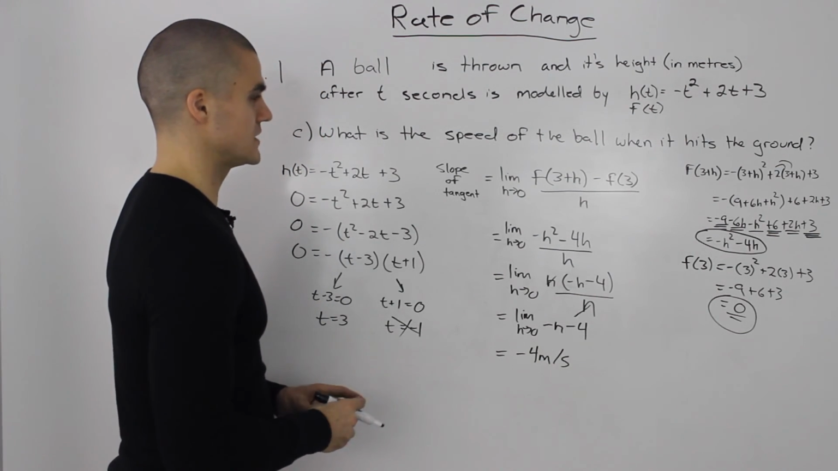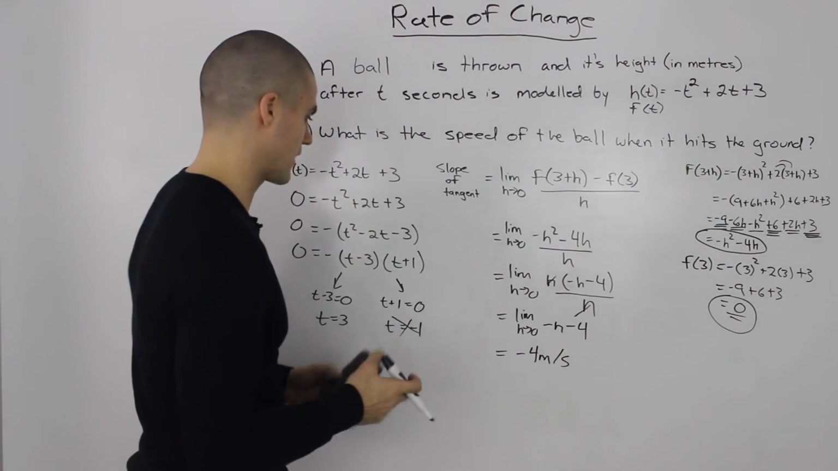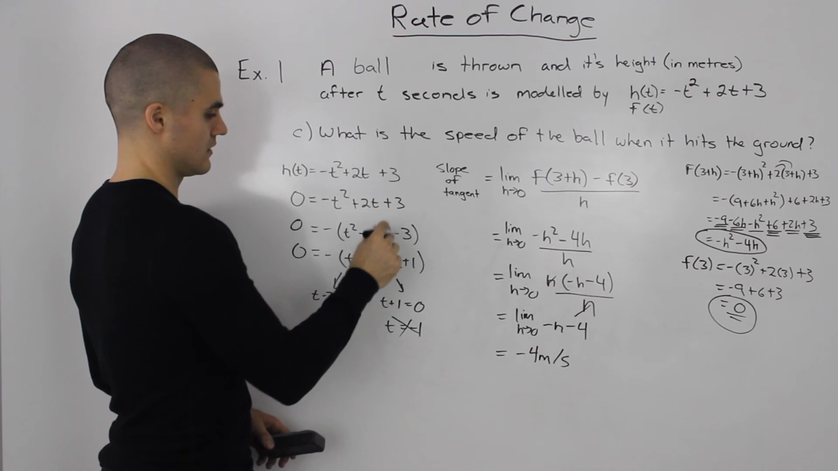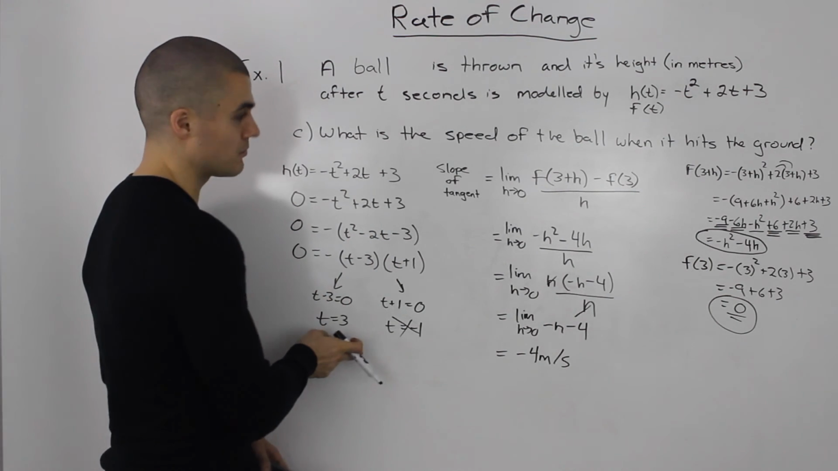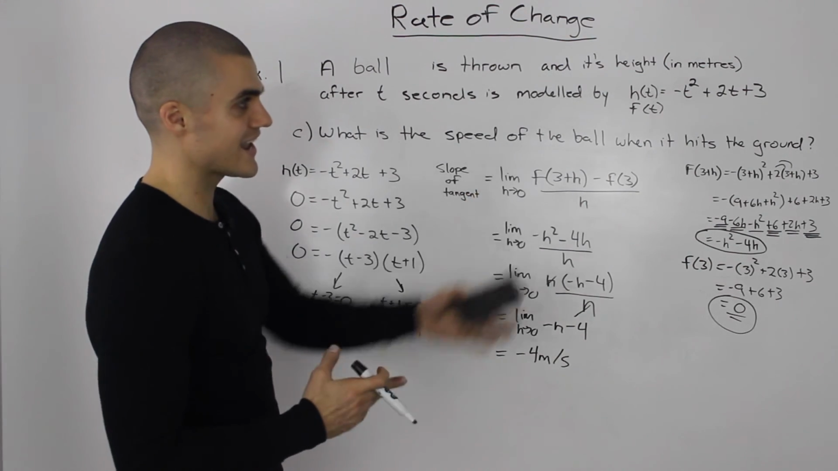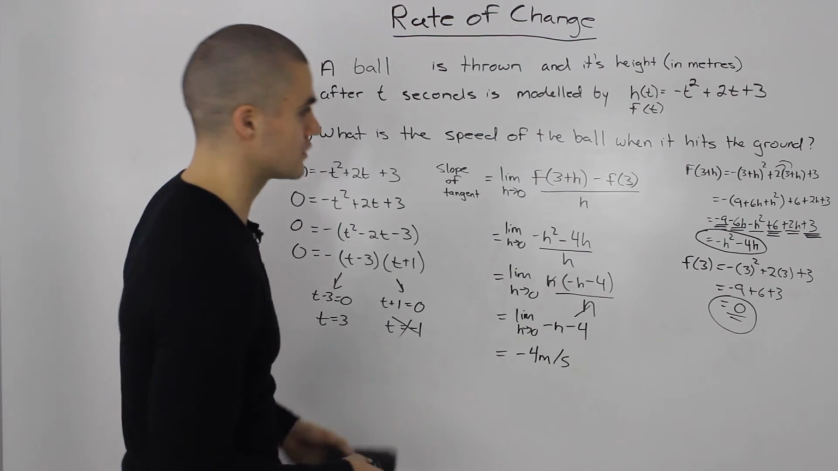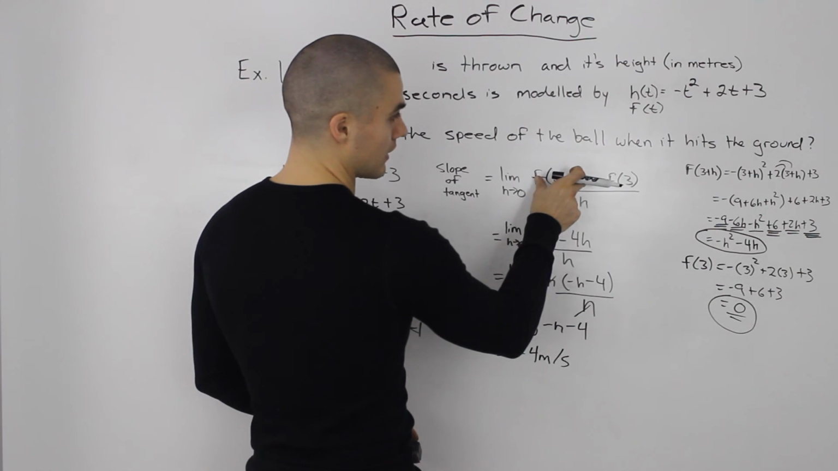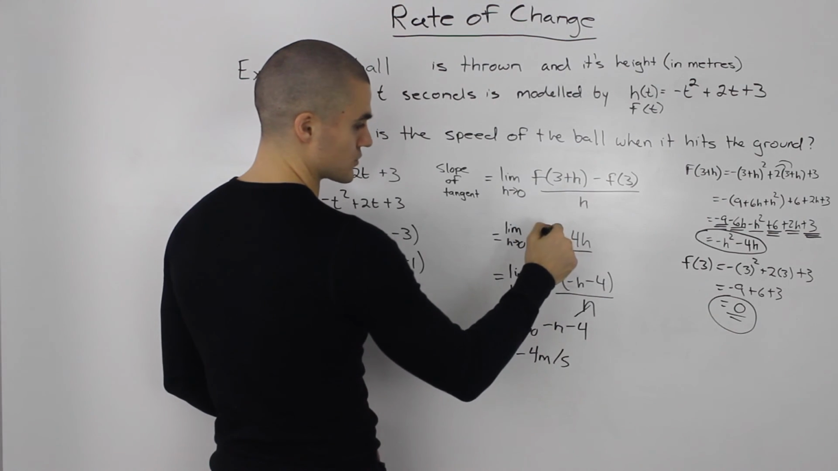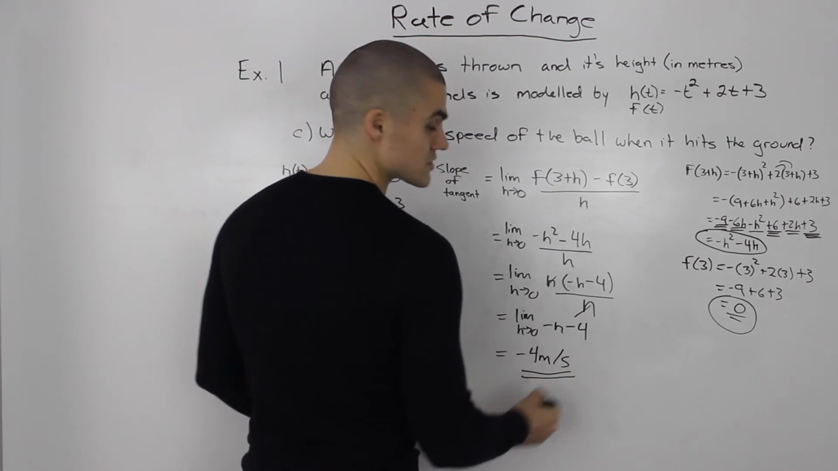So let's do a recap of what we did here. What is the speed of the ball when it hits the ground? First we have to find out when it hits the ground. So we plug in 0 for the height and we solve for t. Solving for t we get 3 seconds. So it hits the ground at 3 seconds, and we're finding the instantaneous velocity at 3 seconds. So we use our difference quotient here. Then we did f of 3 plus h and f of 3 on the side. Then we plugged our answers back into our difference quotient. We did some algebra, and we ended up getting negative 4 meters per second.